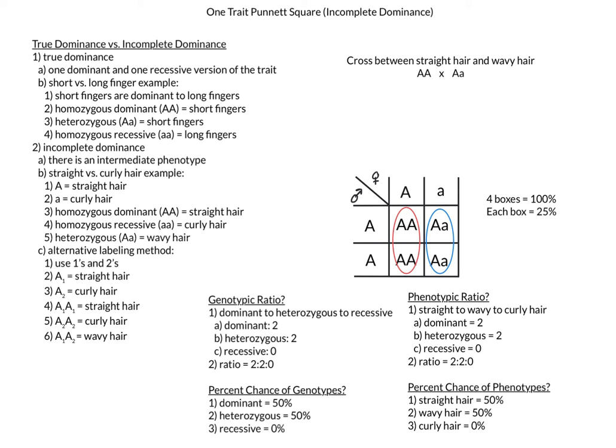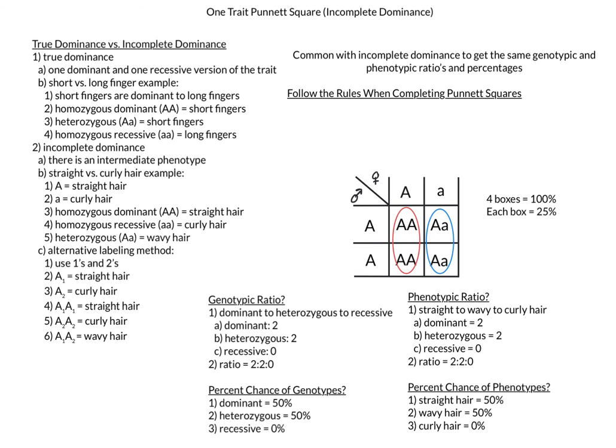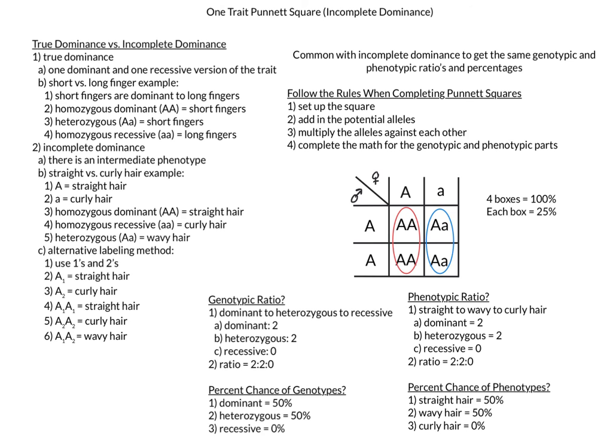As our examples here have shown, it is very common with incomplete dominance to get the same genotypic and phenotypic ratios and percentages. So just keep that in mind as we're completing our genetic problems. As you go through and complete these types of Punnett squares, make sure that you follow the basic rules for setting them up. Set up the square and add in the potential alleles from each member. Multiply the alleles against each other, then do the math for both the genotypic and phenotypic parts of the problem. This concludes our video covering how to complete one-trait Punnett squares, specifically those pertaining to traits with incomplete dominance.